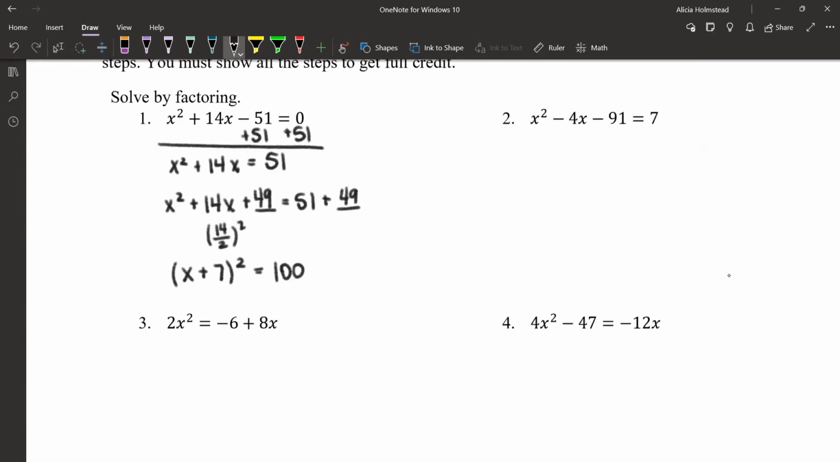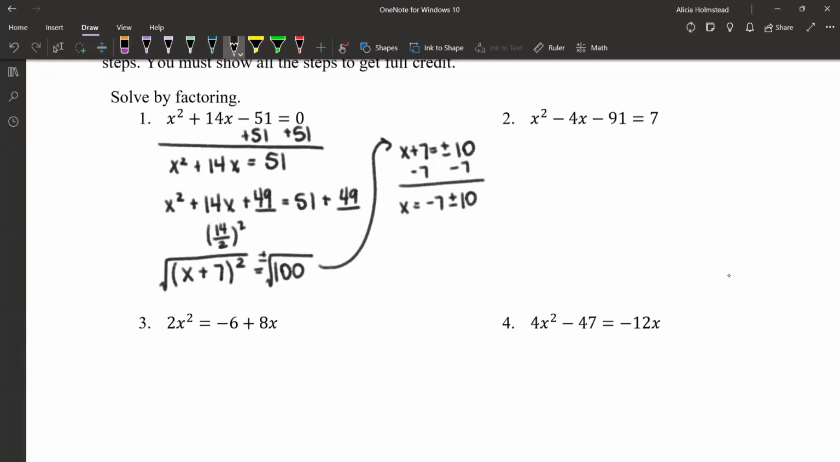Now, what we're going to do is solve for x. So we can go ahead and take the square root of both sides. Don't forget your plus or minus. So you'll get x plus 7 equals positive and negative 10, since the square root of 100 is 10. Subtract 7 from both sides. We get x equals negative 7 plus or minus 10. Negative 7 plus 10 is a positive 3. Negative 7 subtract 10 is a negative 17. So our solution to this problem is 3 and negative 17.